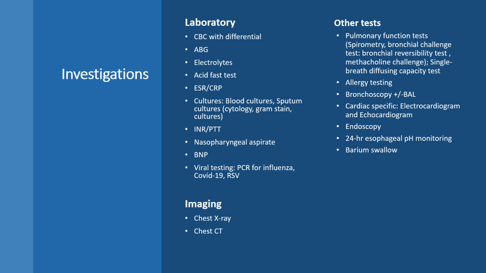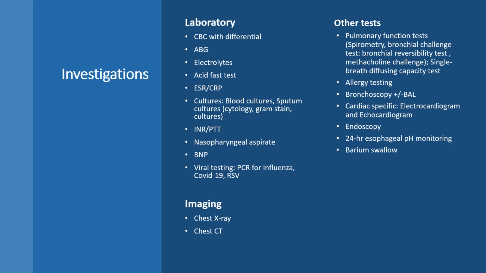Investigations you want to order with those with chronic cough. You want to do a CBC with differential and ABG, electrolytes, an acid-fast test, ESR and CRP. Cultures, you want to examine both sputum and blood cultures. Sputum cultures, you want to look for cytology, gram stain, and cultures. You want to assess for an INR and PTT for those who are hypercoagulable, a nasopharyngeal aspirate, a BMP, and viral testing. You want to do PCR for influenza, COVID-19, and RSV.